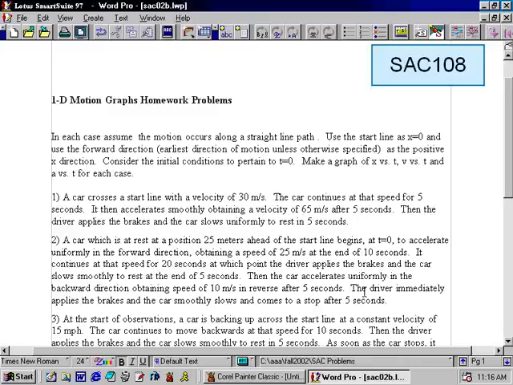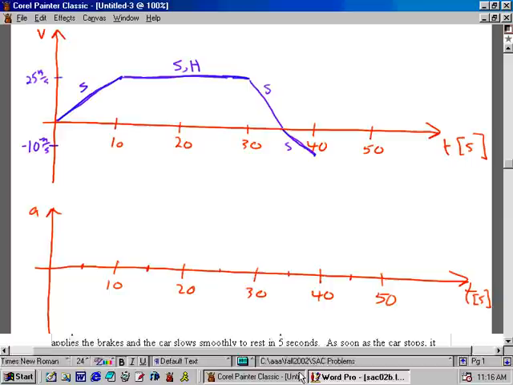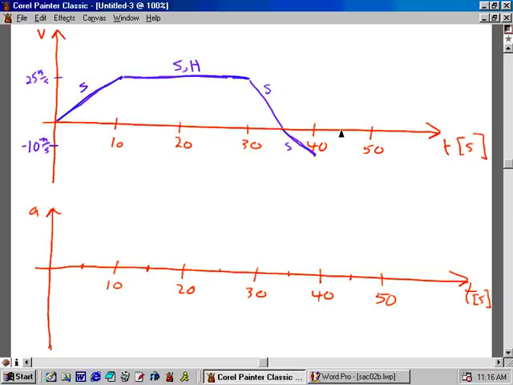And then the driver immediately applies the brakes and comes to a stop after 5 seconds. So again, 0 velocity at 5 seconds, going backwards, but slowing down how fast one is going backwards. That's actually a forward acceleration, a positive acceleration. We see with a positive slope there. And again, that line segment is straight, and the car winds up at rest.